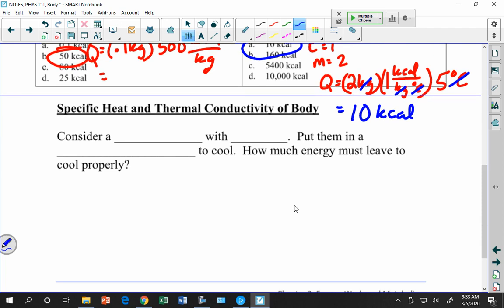Oh, this was just an example. Your book went through this example. I'm going to show it to you for your reference. You're not going to have a question like this, but I'll just show you because it's related to what we were doing before. So consider a feverish person with, say, a 104-degree fever, and you put them in an ice bath or a tub of water to cool.